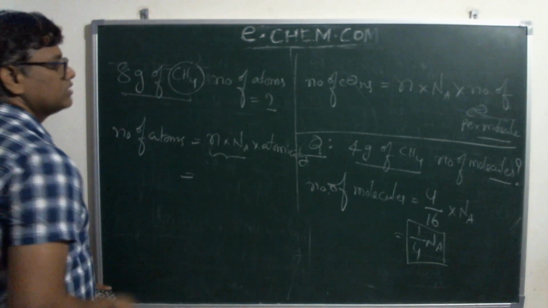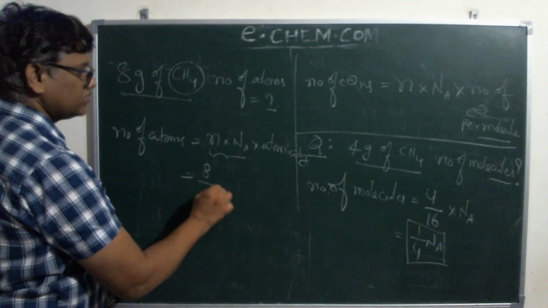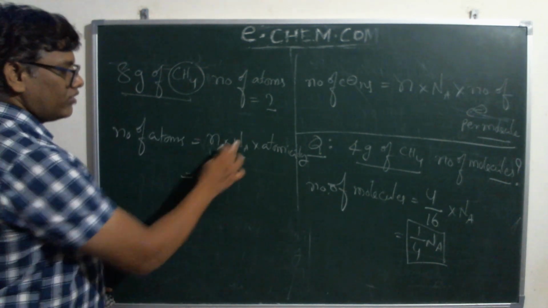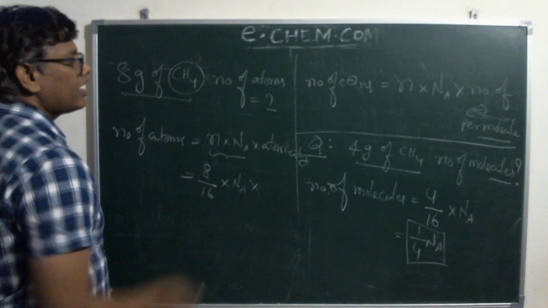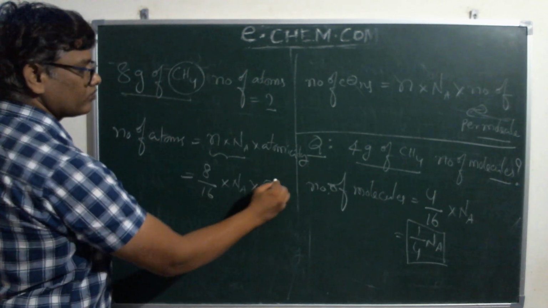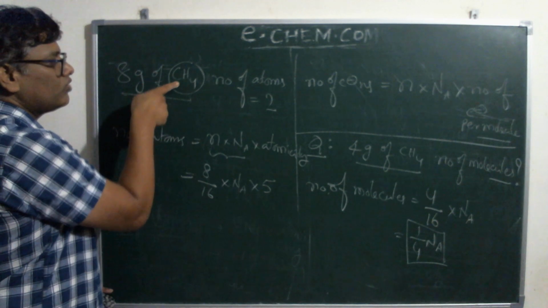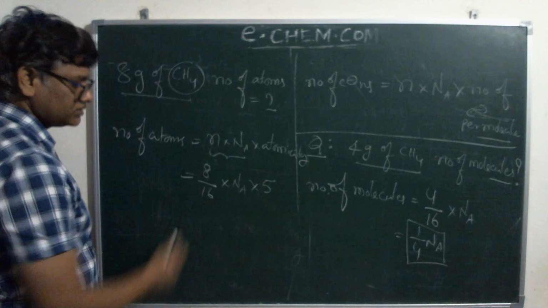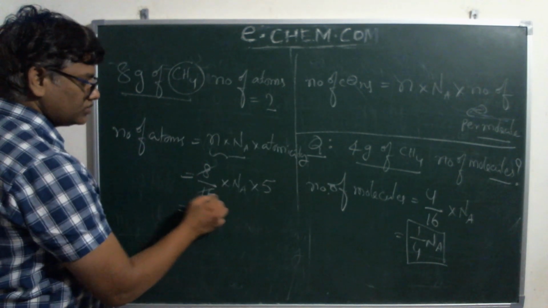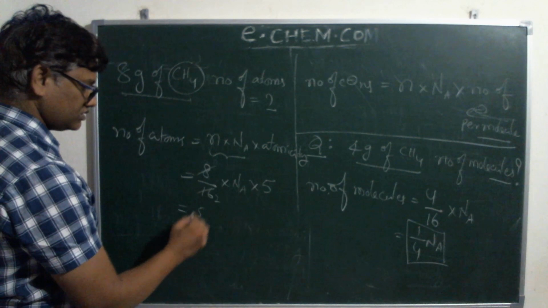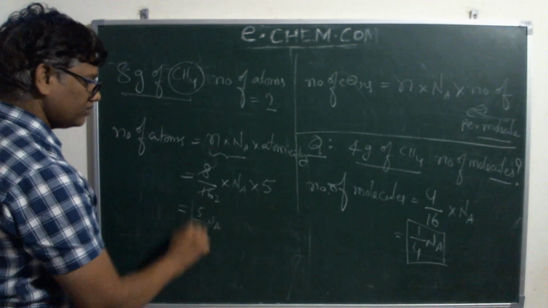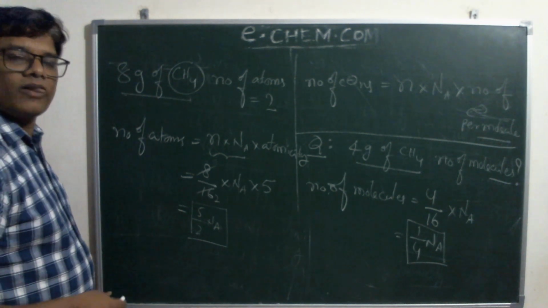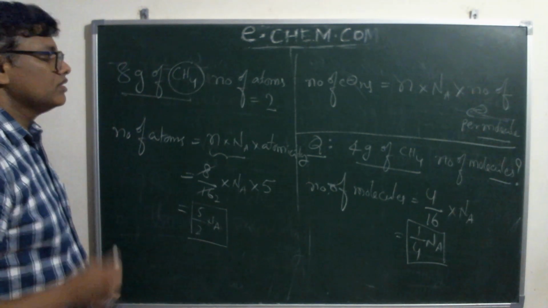That is equal to the number of moles, given mass divided by the molar mass of methane, which is 16, into Avogadro number, into the atomicity of this methane molecule, which is 5. Why? Because in one molecule 1 carbon and 4 hydrogens are present, so the atomicity is taken as 5. That is equal to 8 by 16, that is 5 by 2 Na. So these many atoms are present in 8 grams of methane molecules.